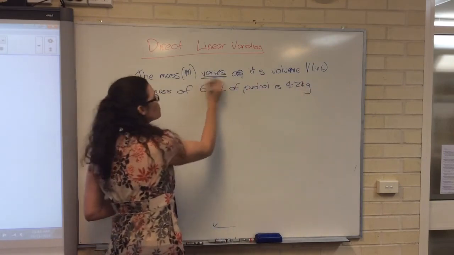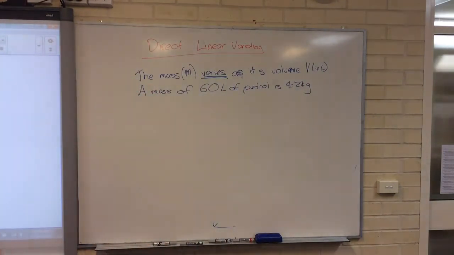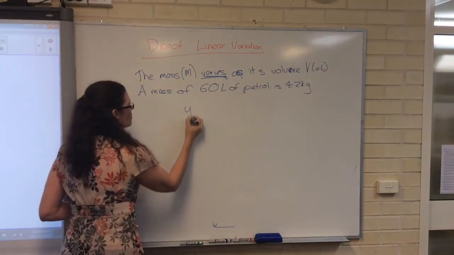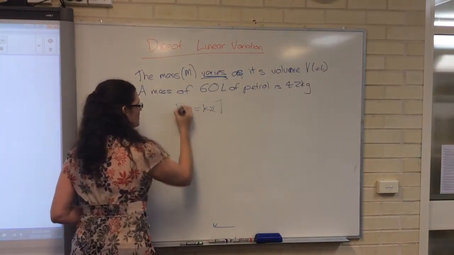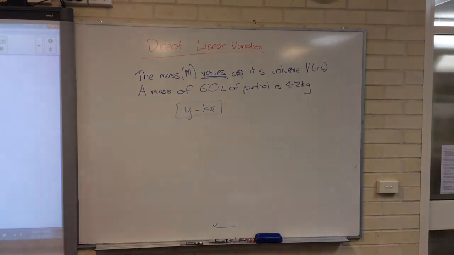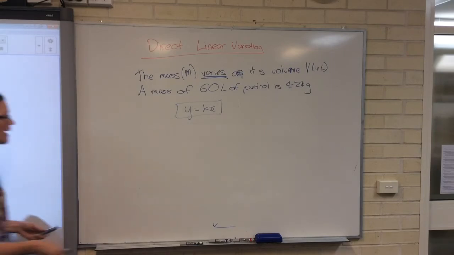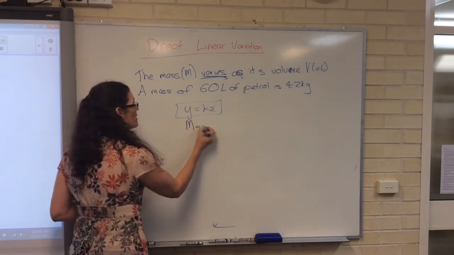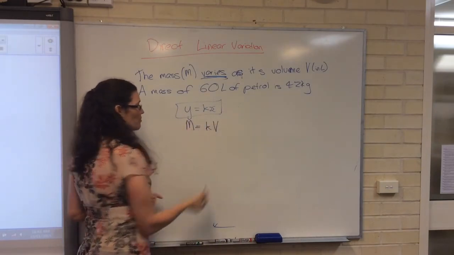Now, because I'm seeing this word varies, I immediately know that I'm going to use the rule y equals kx. Except there's no y, there's no x in the question. What have they done to try and trick you? They've called them m and v. Can we cope with that? I'm pretty sure we can. So instead of being y equals kx, we're going to say m equals kv.